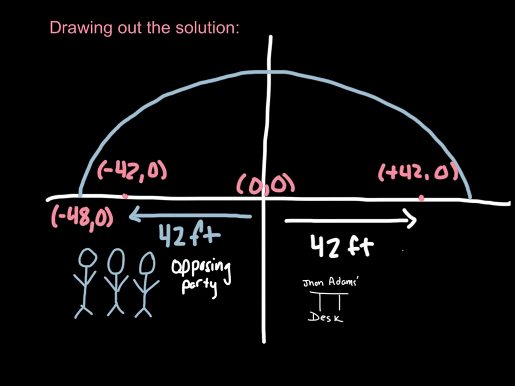So this is a visual representation of the problem. We know the vertices are at negative 48, 0, and 48, 0. And John Adams wanted his desk at the foci of the ellipse because of the elliptical dome shape of the building. He was able to hear the opposing party, which is also located on the left-hand side. So now we know, using the equation for the foci, the distance between the center point and the foci, which is 42 feet, which is where John Adams will then place his desk.